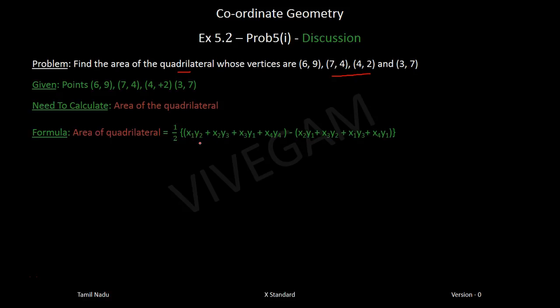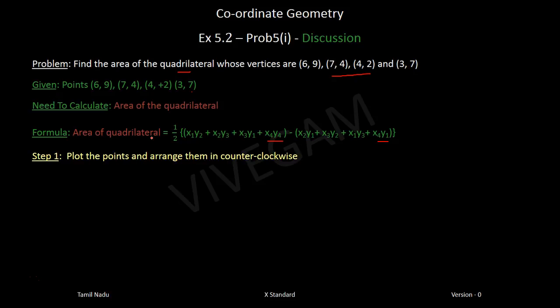The formula for the quadrilateral is half into x1 y2, x2 y3 plus x3 y4 plus x4 y1. This is extra from the triangle. Similarly minus x2 y1 plus x3 y2 plus x1 y3 and x4 y1. This is extra for the quadrilateral. As you can see, the entire right hand side is known. So we know all the 4 points. This is x1, y1, x2, y2, x3, y3 and x4, y4, right? So all you need to do is substitute those values in this formula. You can calculate the area of the quadrilateral. It's a mere substitution problem.